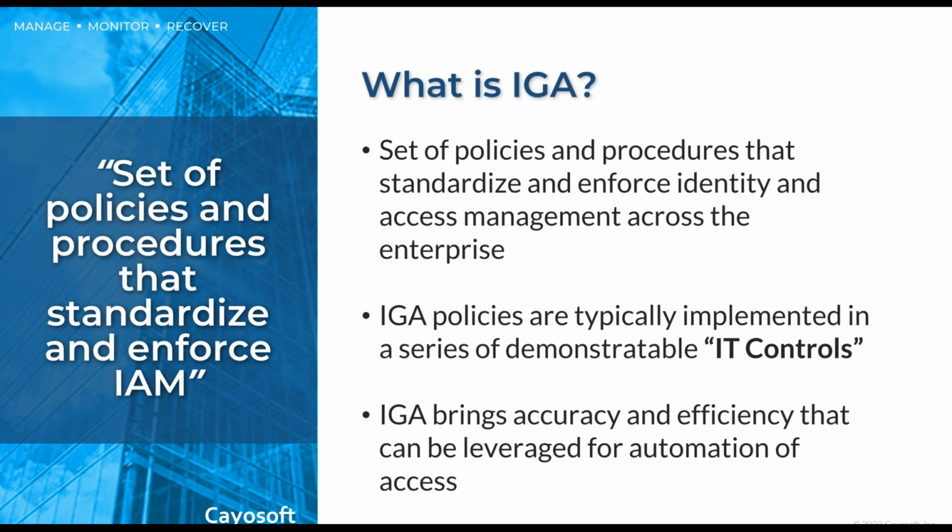And in some environments, it'll always be manual. There will be no automation to it, and the policies will become those manual set of steps. In other cases, the policies will become workflows or procedures that are automated to remove the human element, which is just one more place where things can go awry and you can get an unpredictable result. IGA policies are typically implemented as a series of, and this is a very important word, demonstrable IT controls.